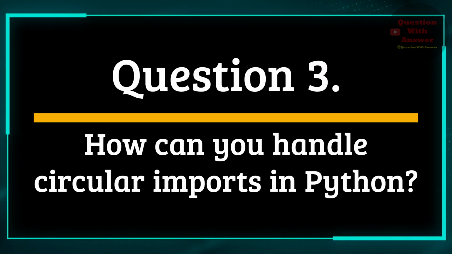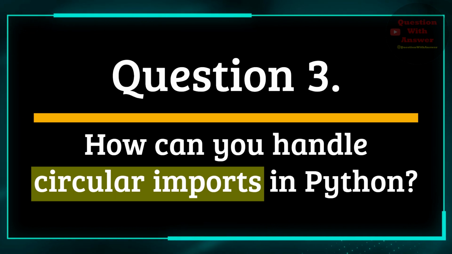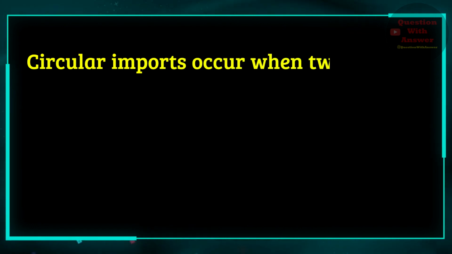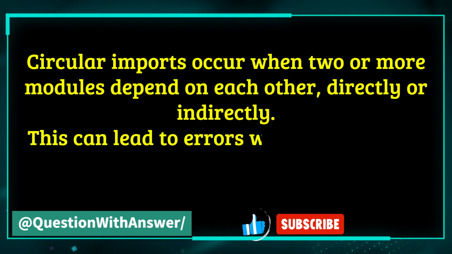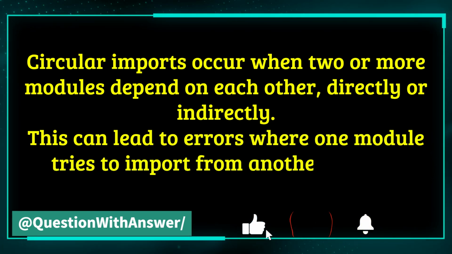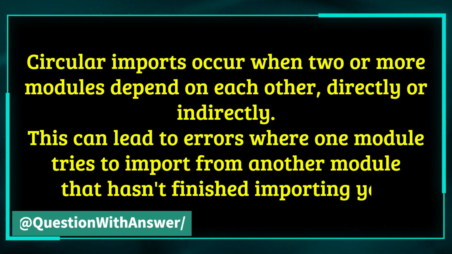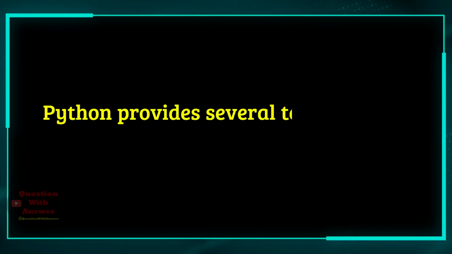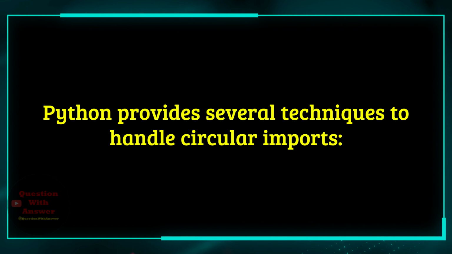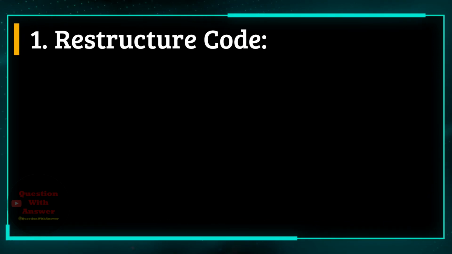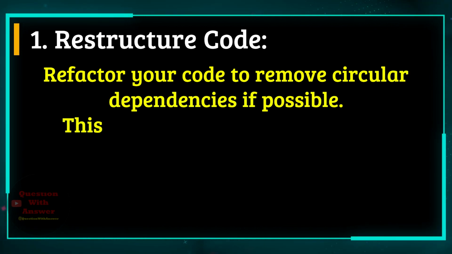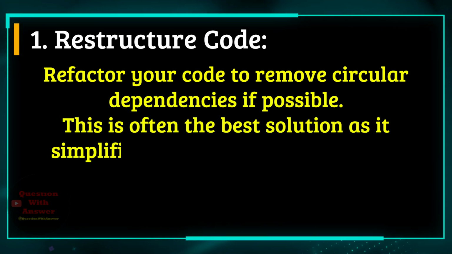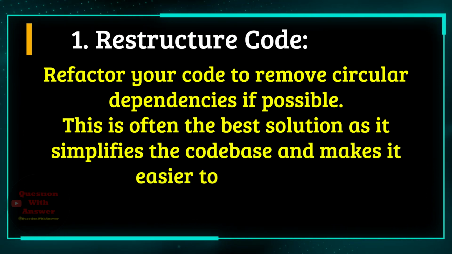Question 3. How can you handle circular imports in Python? Answer. Circular imports occur when two or more modules depend on each other, directly or indirectly. This can lead to errors where one module tries to import from another module that hasn't finished importing yet. Python provides several techniques to handle circular imports. 1. Restructure code. Refactor your code to remove circular dependencies if possible. This is often the best solution as it simplifies the code base and makes it easier to maintain.